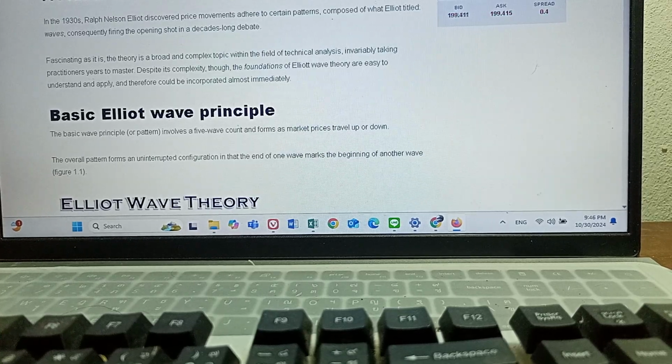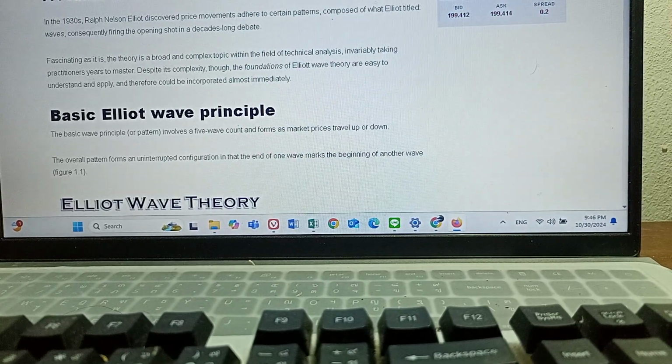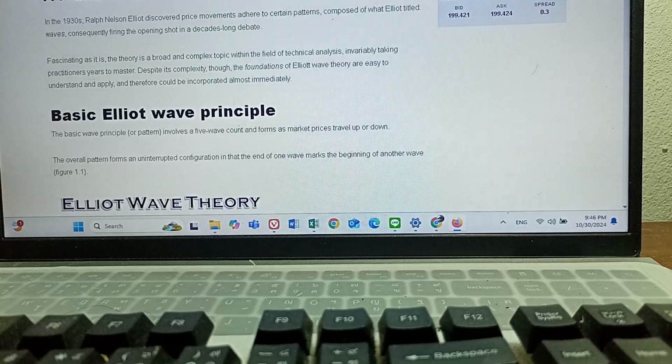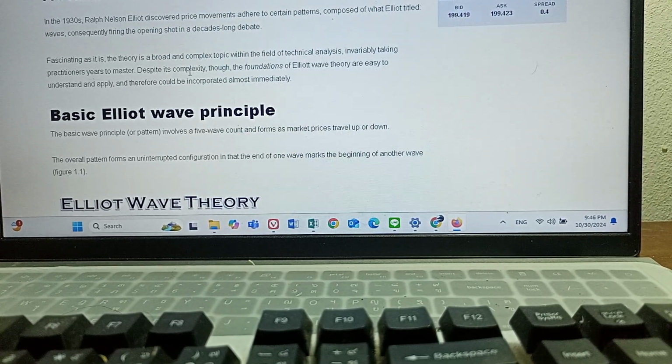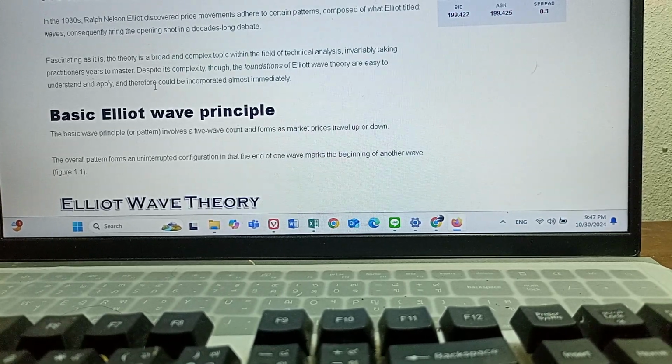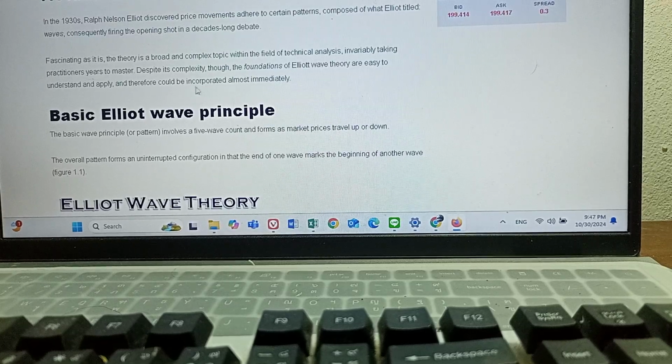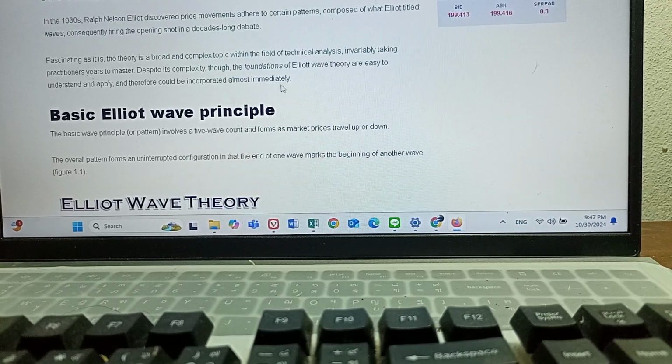Invariably taking practitioners years to master. Despite its complexity, though, the foundations of Elliott Wave theory are easy to understand and apply, and therefore could be incorporated almost immediately. Basic Elliott Wave principle.